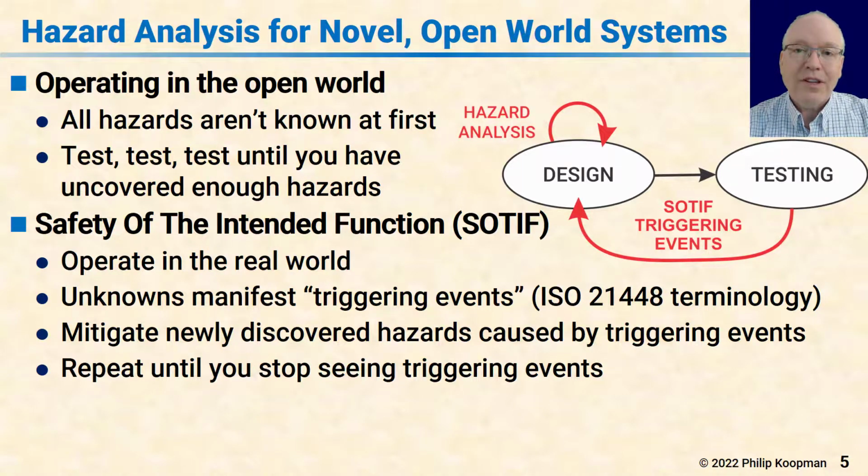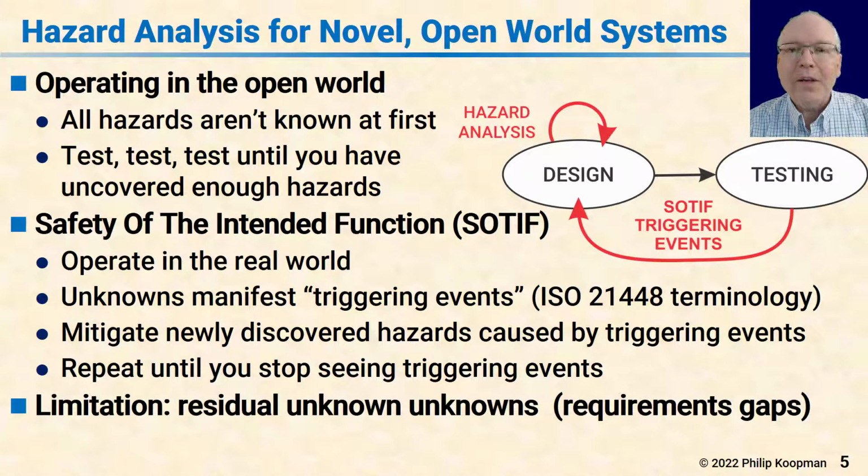That's great if you stop seeing triggering events, but what if they keep coming? So this is a little bit of a problem. Nonetheless, this is the approach being taken by many of the autonomous vehicle companies. They're going to go out and they're going to test until they've covered all the things that matter, and that's the SOTIF process. The limitation to this is the residual unknown unknowns.